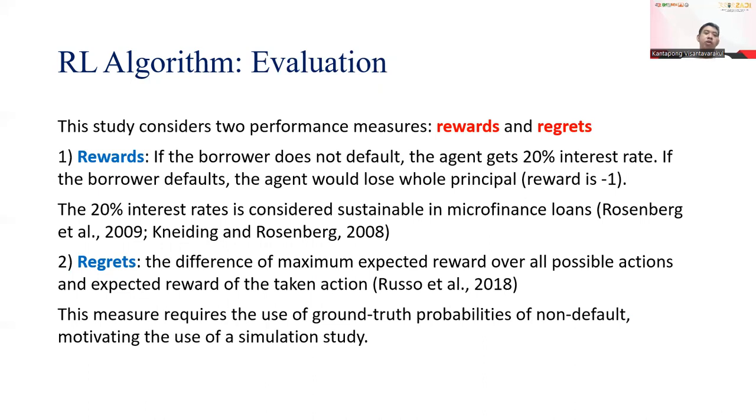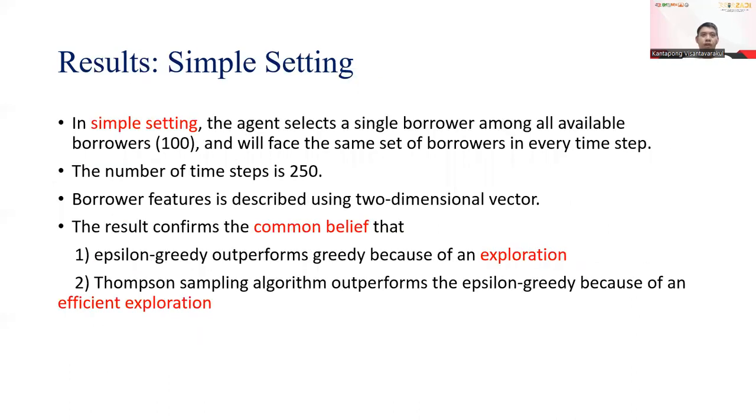The second performance measure is regret. Regret is the difference between the maximum expected reward over all possible actions, that is, the best case if we select correctly, and the expected reward of the taken action. This measure requires the use of the ground truth probability of non-default because, regardless of whether the borrower defaults or not, if we choose the correct one, the regret will be zero. So this motivates the use of a simulation study.